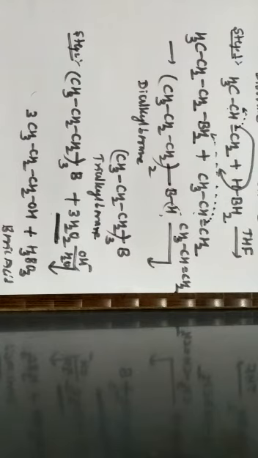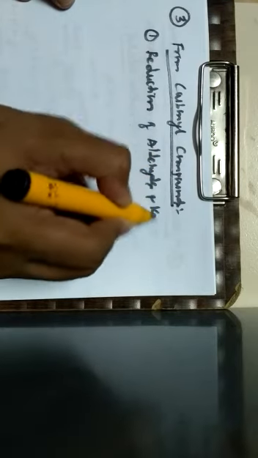After knowing this, let us move on to one more method, the third method for the preparation of alcohols, which is from carbonyl compounds. So this is the third method by which alcohols can be prepared using carbonyl compounds. In that, the first subheading is the reduction of aldehydes. We have to study the reduction of aldehydes as well as the reduction of ketones.